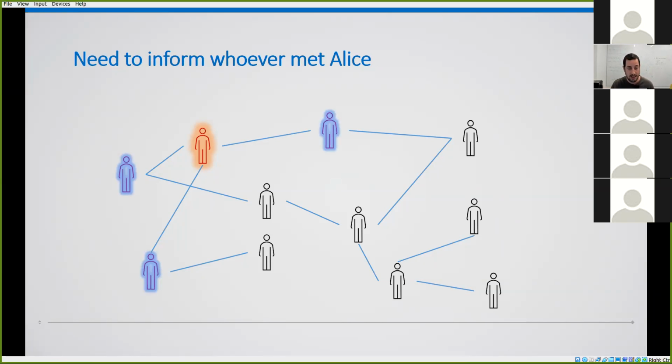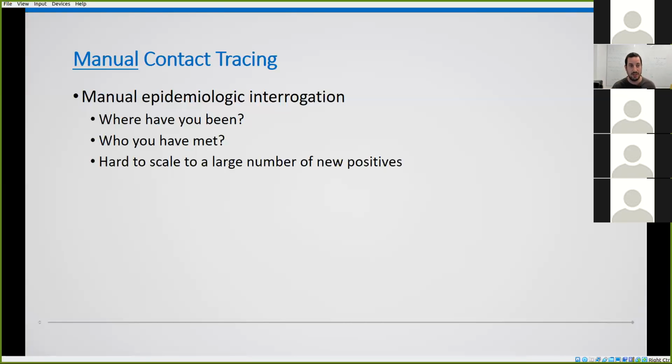So in Israel, in the beginning of the pandemic, we started with what is called manual epidemiological interrogation. Basically, if you're identified as COVID-19 positive, you get a call from a nurse that tries to question you about your recent context. You ask where have you been physically, who are the people that you know that you have met, and get those details to try to notify everybody. And this is something that is very hard to scale for a large number of new positives.